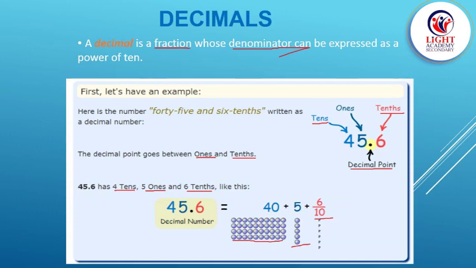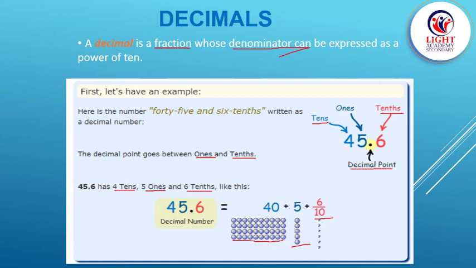But here we need to be very careful. Tens and tenths, these two things are very different. They are not the same. Tenths come after the decimal point. 4 tenths means 10, 10, 10, 10: 4 times 10. So we can say it like that.